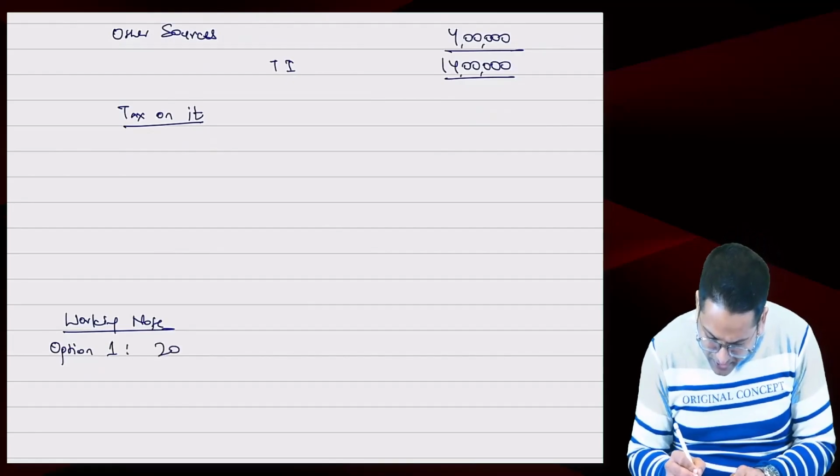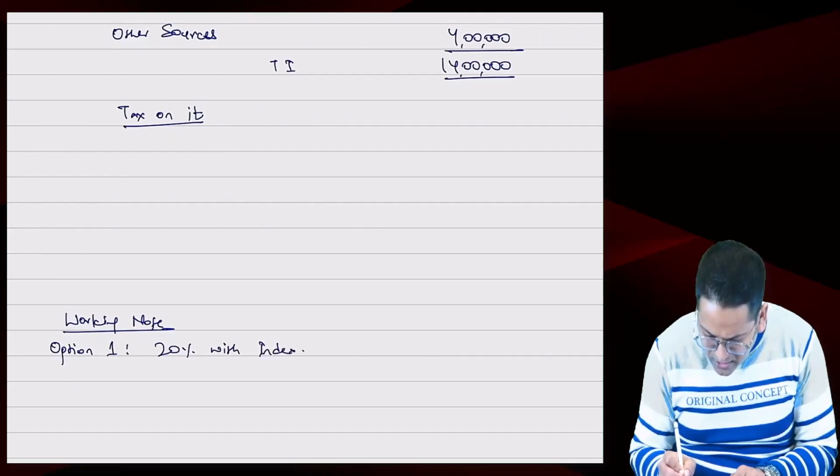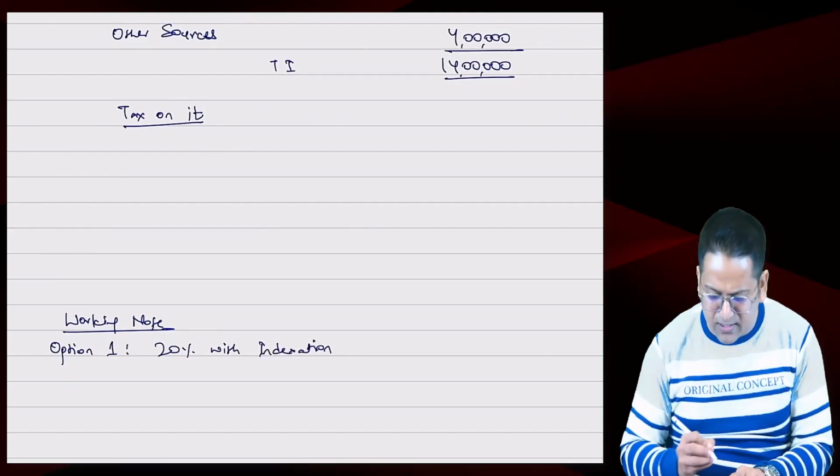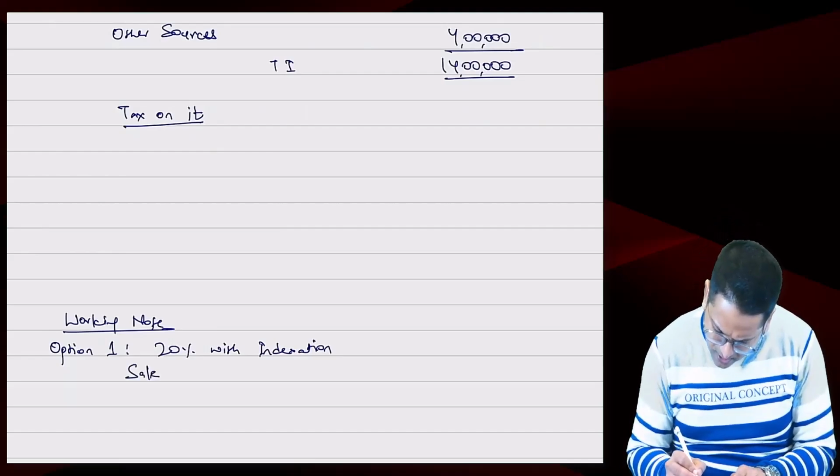Write option 1: 20% with indexation. So if you want to do it with indexation, then do it with indexation. The government is not stopping you. They are saying they are very good in this. And who's better than them?